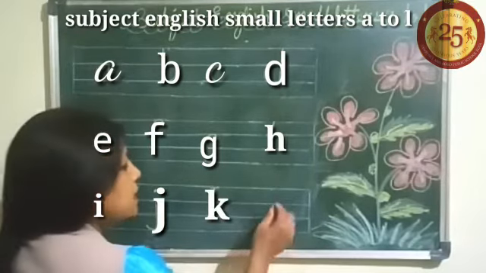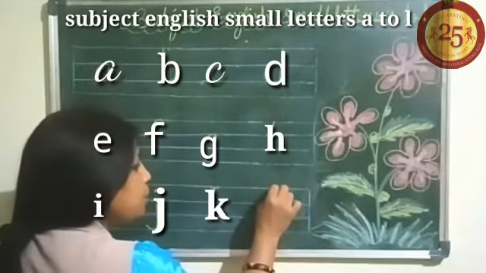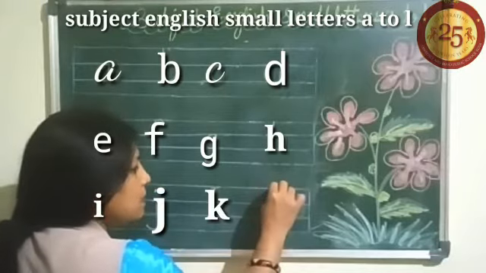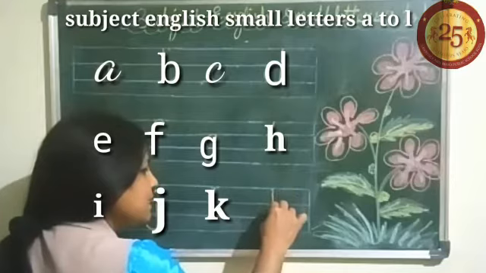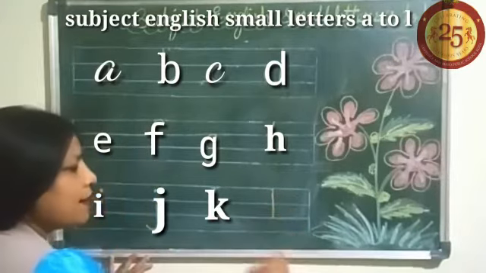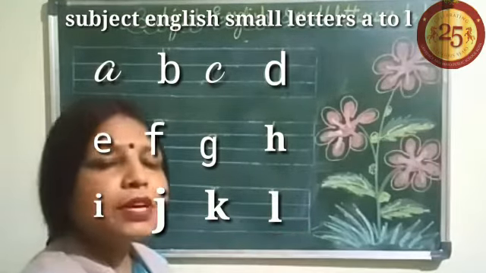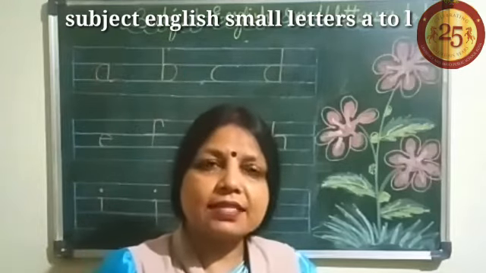Here we will write small letter L. For it, put your pencil here on red line. Come with standing line, red line to blue line, like this. This is a small letter L. So kids, these are small letters A to L.